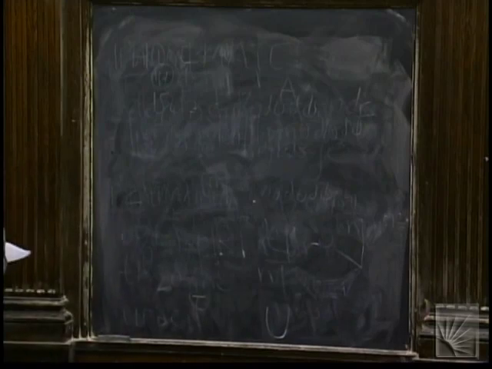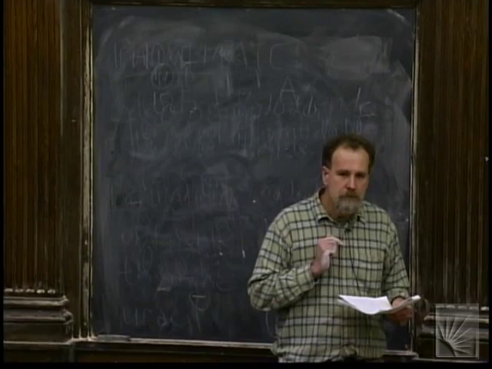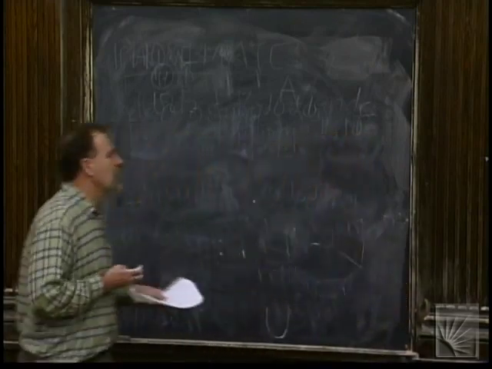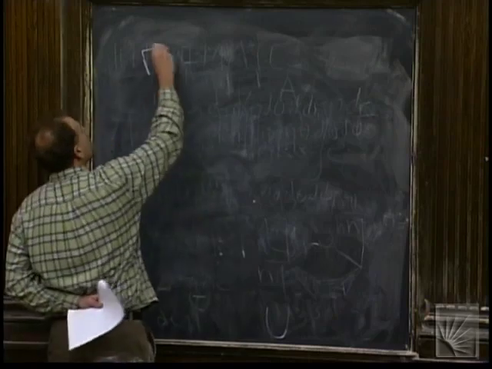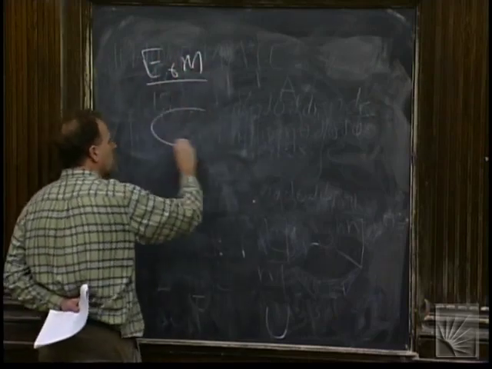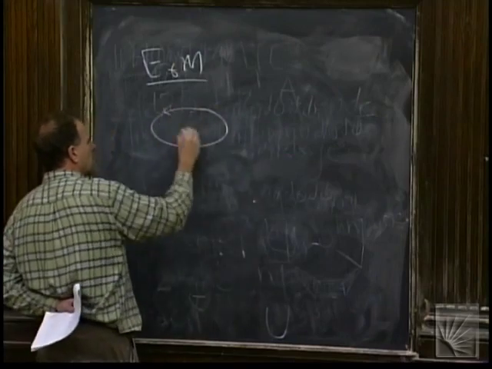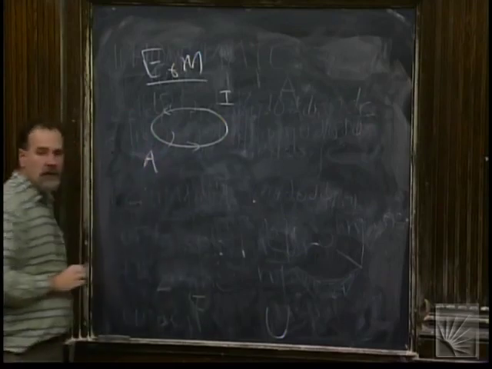Okay, so let's think about it some more. What effect does that spin have? Let me just do one thing and we'll stop. Let's go back to E and M, basic E and M. Well, it's not completely basic. If you have a ring of charge, a current in a loop flowing, and the loop has an area A, do you know what that is?